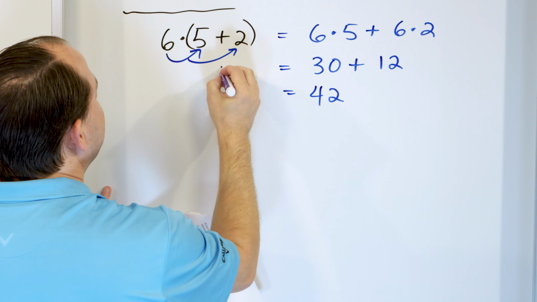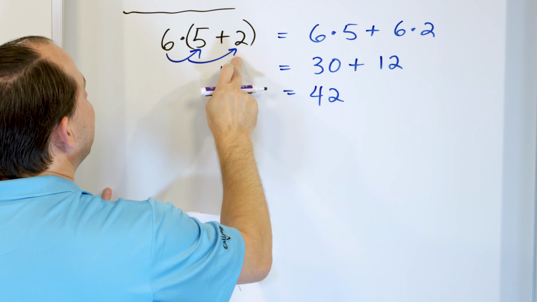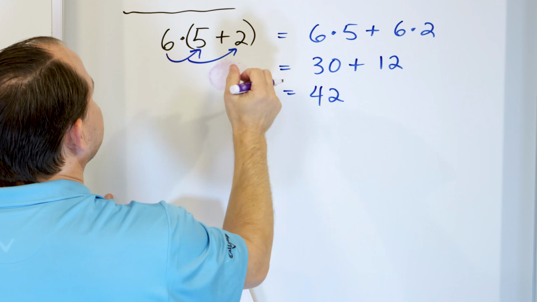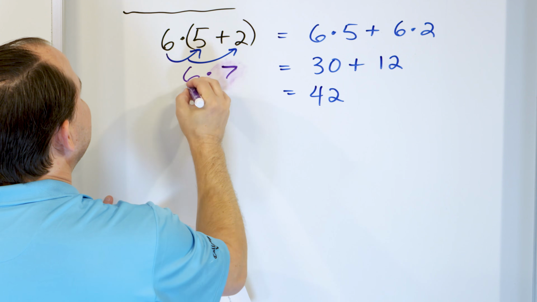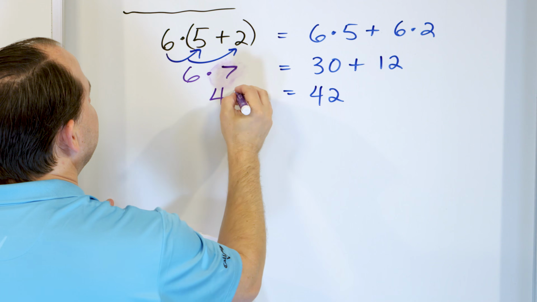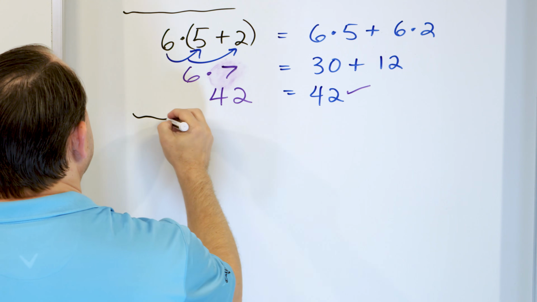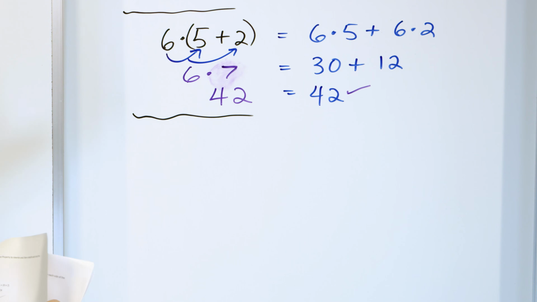5 plus 2 on the inside would be 10. I'm sorry, not 10. 5 plus 2 is not 10. 5 plus 2 is 7. I had a brain aneurysm right there. Sorry about that. 7 times 6. 7 times 6 would be 42, which would be exactly the correct answer. All right, we're halfway done.